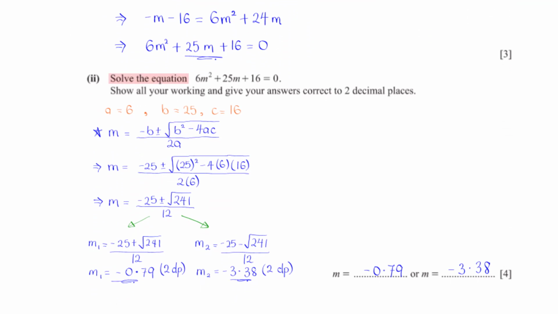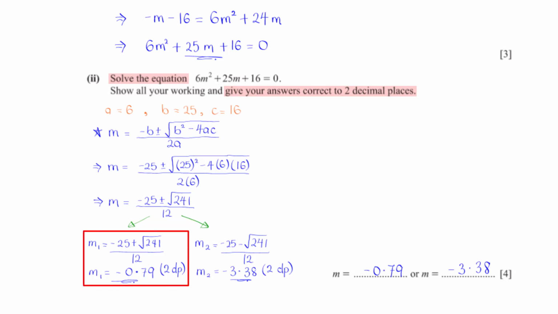Solve the equation 6m squared plus 25m plus 16 equals 0. Show all your working and give your answers correct to 2 decimal places. We can apply the quadratic formula to find the values of m. When we apply the quadratic formula to the given equation, this is what we have. Under the square root, 25 squared minus 4 times 6 times 16 is 241. And for the denominator, 2 times 6 is 12.